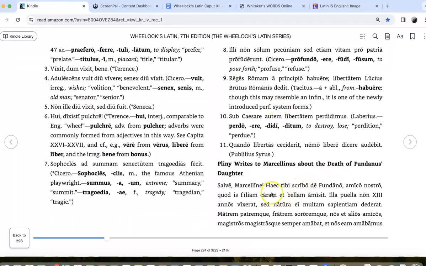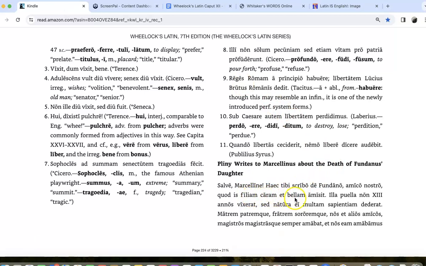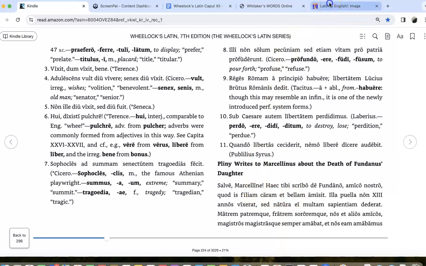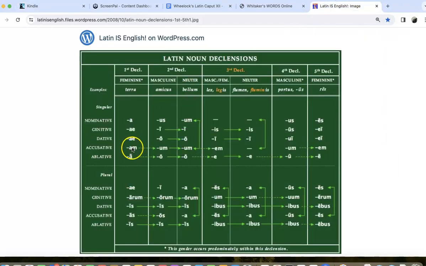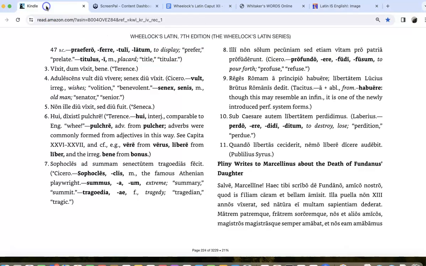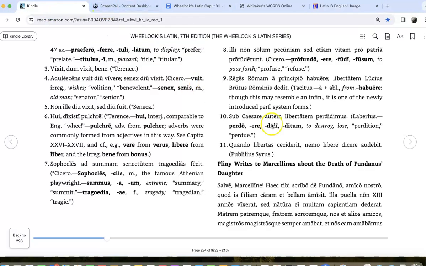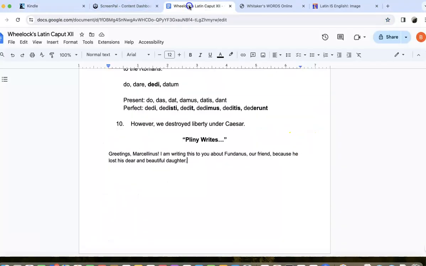And then who did he lose? So notice that's first declension, accusative, accusative, and accusative, because they all end in -am, because this is the direct object here. She is the object of the loss. So put it all together.